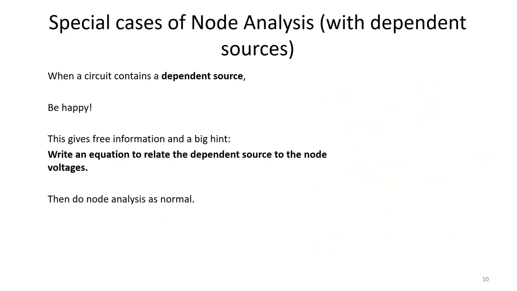One more special case. What about when circuits have dependent sources? Once again, you should be happy if you see a dependent source because you're getting free information and a hint. All you need to do is make sure you relate that dependent source to the node voltages. Then you can do node analysis like normal.